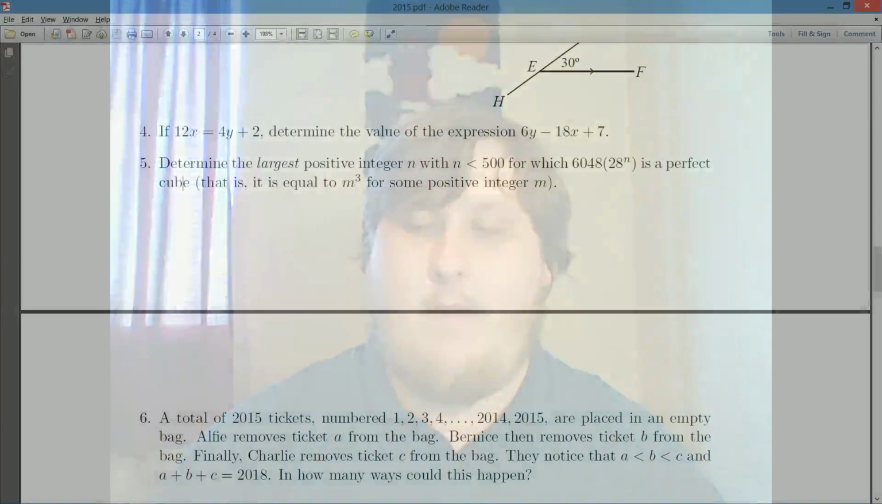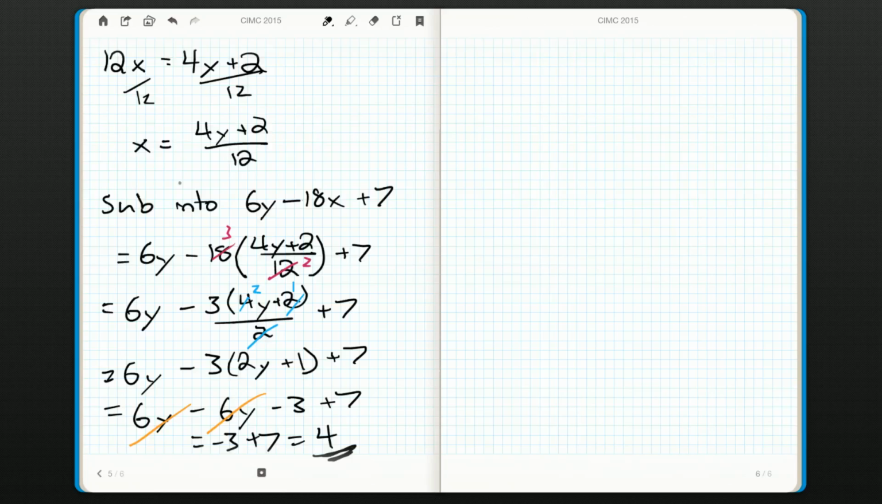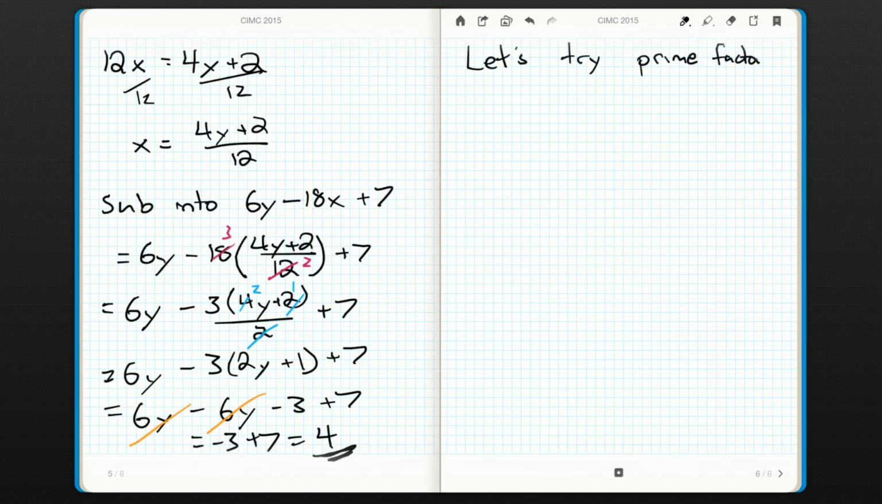So we grab our pen and we head on over to our paper. So we have 6048 times 28 to the n. So 6048, what are the prime numbers there? Well, if I want the prime numbers, I can either grab my calculator and start working things out, or I can just chip off little primes. So I notice 6048 has a 2.